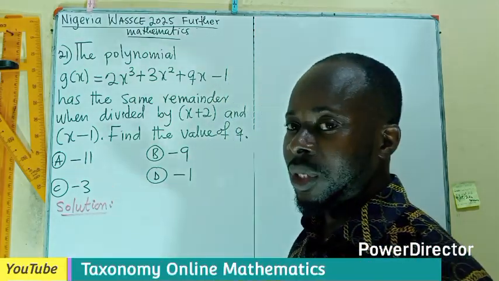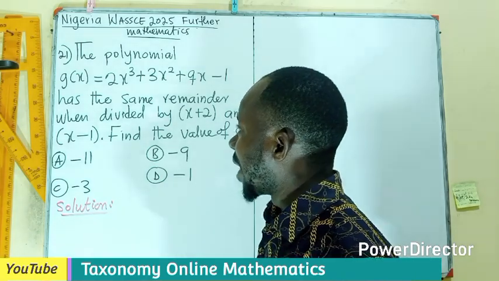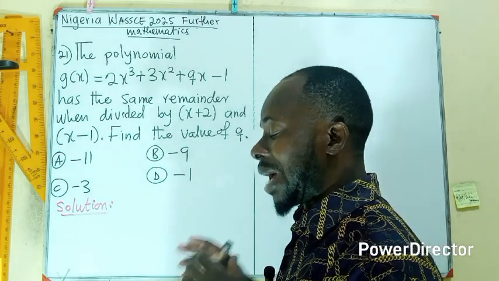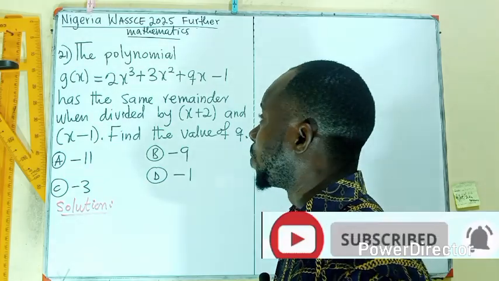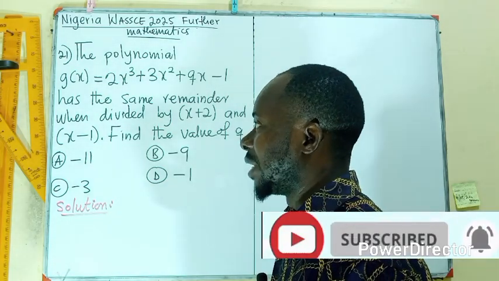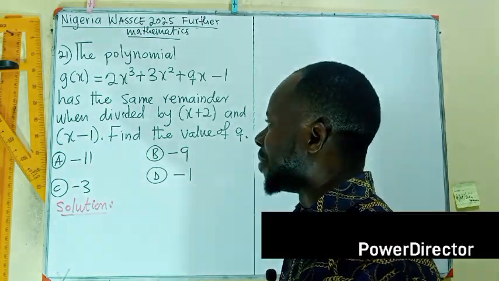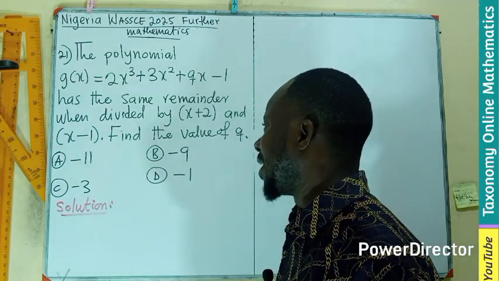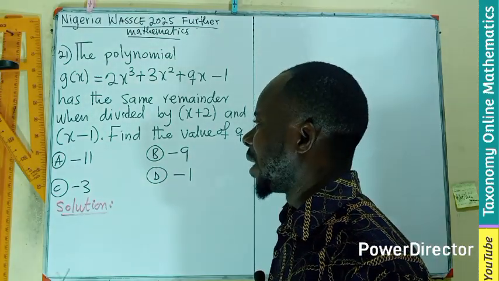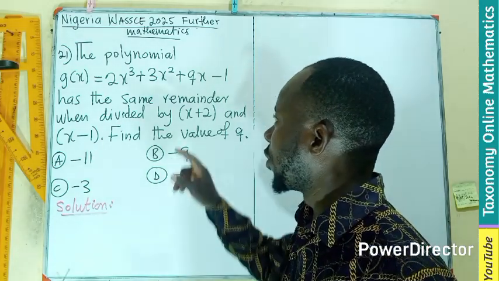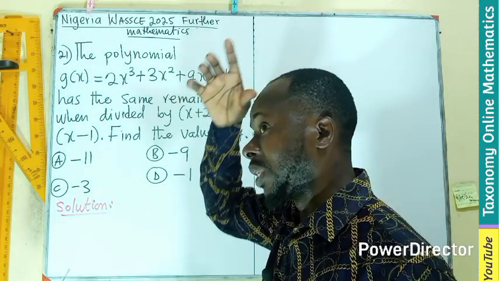The polynomial g of x is given as 2x^3 + 3x^2 + qx - 1. It has the same remainder when divided by the linear function x + 2 and x - 1. We have to find the value of q.